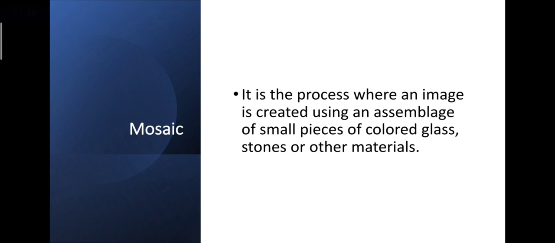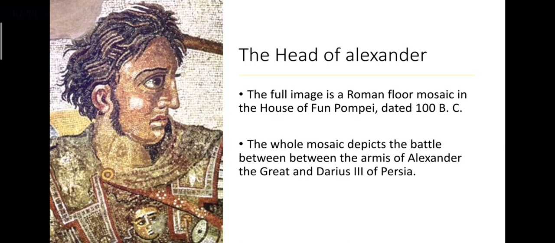Paintings from the Roman era. Mosaic is the process where an image is created using an assemblage of small pieces of colored glass, stones, or other materials. The full image is a Roman floor mosaic in the House of the Faun in Pompeii, dated 100 BC. The whole mosaic depicts the battle between the armies of Alexander the Great and Darius III of Persia.